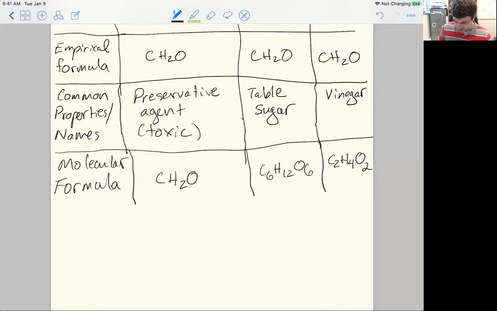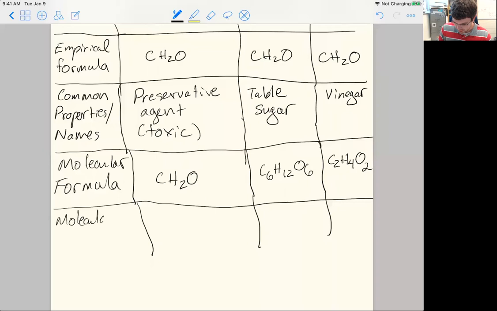It turns out, though, that the structures of these molecules are also very different. So what I'm going to label here is the molecular structure, and I've left myself the most room for formaldehyde, which is the smallest molecule.